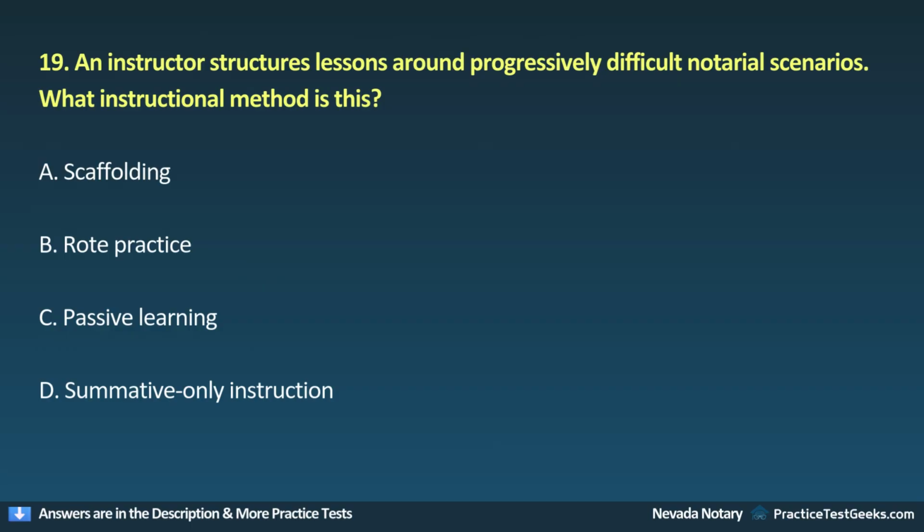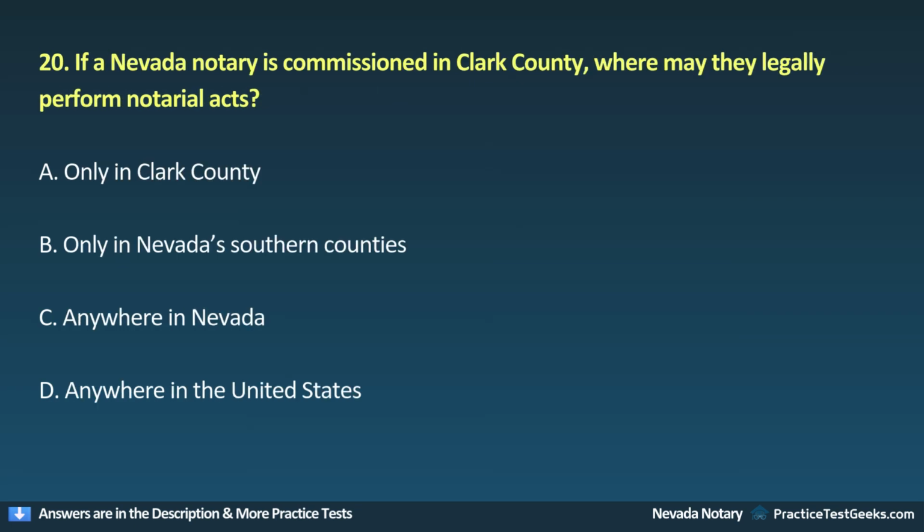19. An instructor structures lessons around progressively difficult notarial scenarios. What instructional method is this? A. Scaffolding. B. Rote practice. C. Passive learning. D. Summative-only instruction.